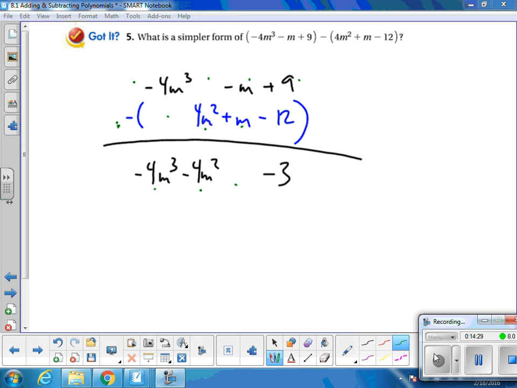I have 9 minus negative 12. I believe I have an error on this one. 9 minus negative 12 is adding, so that would be 21. Let me correct that. And I've written this in standard form with the highest degree first.